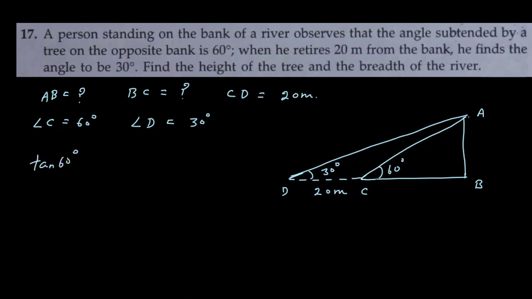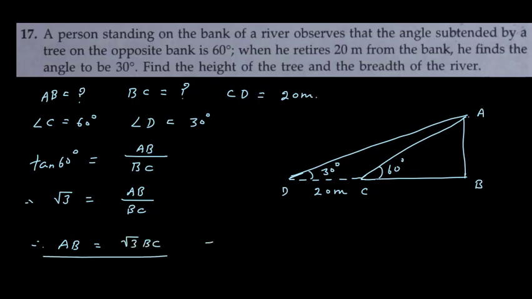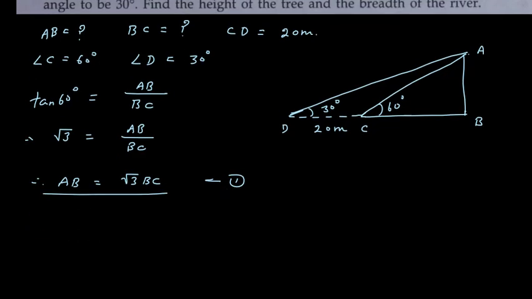So tan 60 degree will be AB upon BC. So therefore this tan 60 degree is root 3. Root 3 we can say that AB upon BC, and from here I can say that this AB is equal to root 3 times BC. Let us consider this as equation 1. Okay, so AB I got in terms of BC.